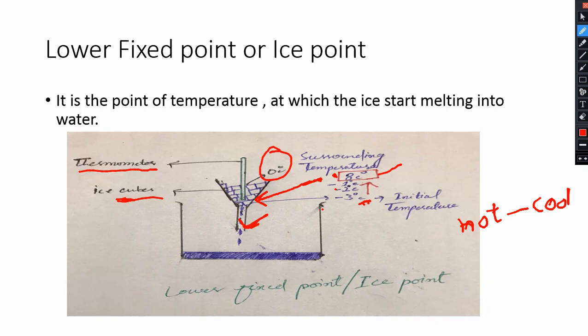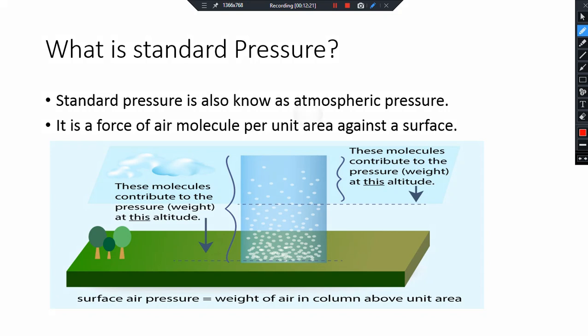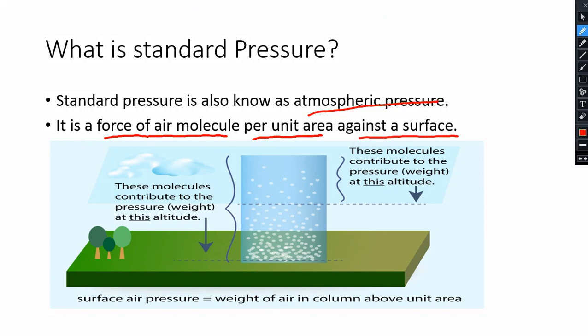Now we will learn a little more about what standard pressure is. Standard pressure is also known as atmospheric pressure. It is the force of air molecules per unit area against a surface. Per unit area could be anything, any part or any area. Let me make it simpler: per unit area could be your room, your home, or a bottle. In that unit area there will be air molecules, and those air molecules will generate force against the surface. Most of the time it is producing pressure against the earth, the layer of the earth. That pressure is called standard pressure.